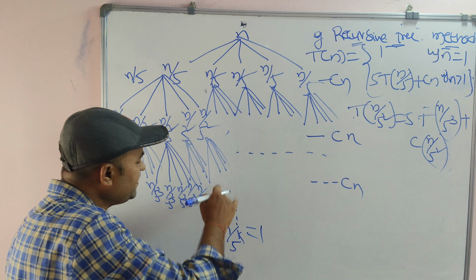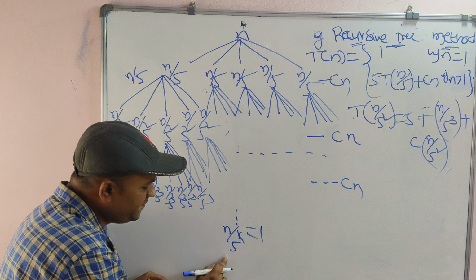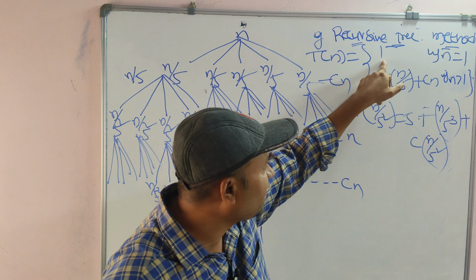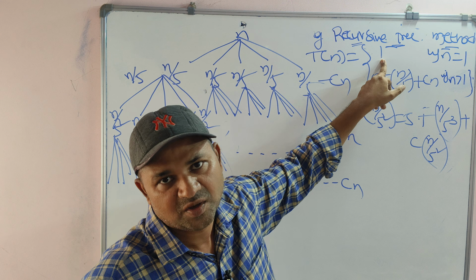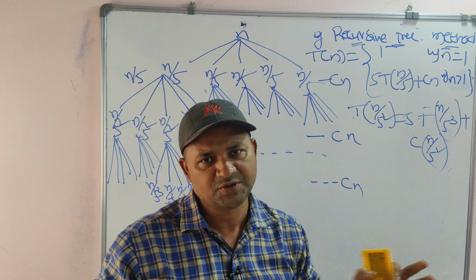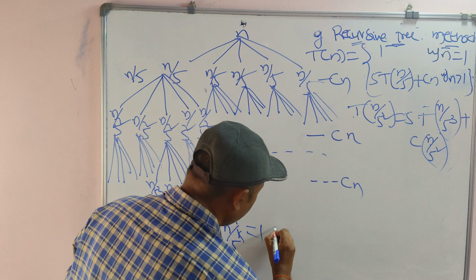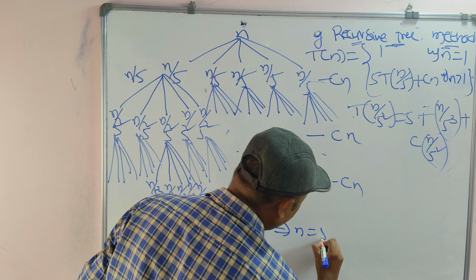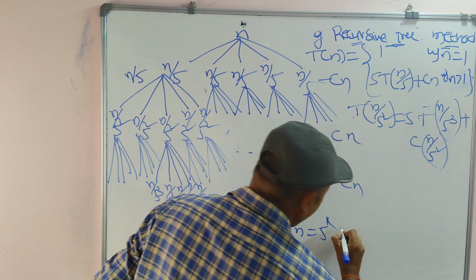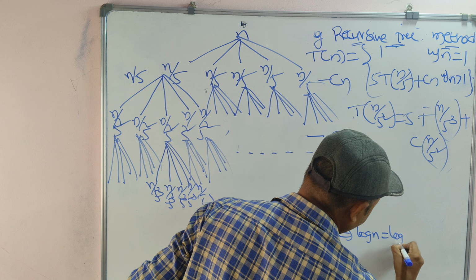So this series will continue like n by 5 power k. So we can equate n by 5 power k to 1. Why? Because if n equals 1, then it is the small problem, so we can stop the division. So n by 5 power k equals 1. So we can write n equal to 5 power k. Apply log on both sides. So log n equals log 5 power k.